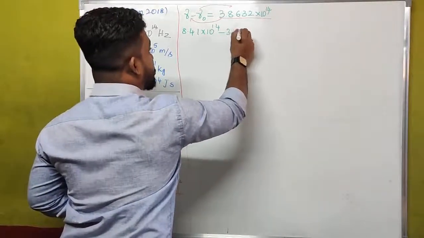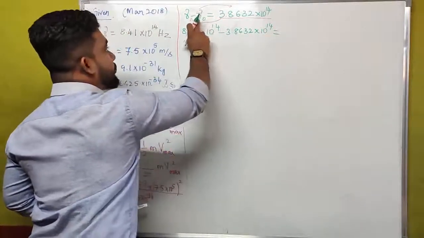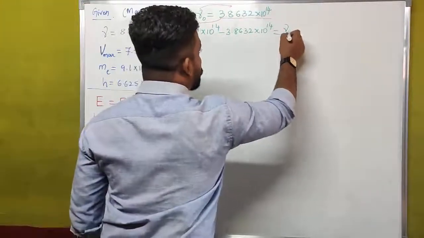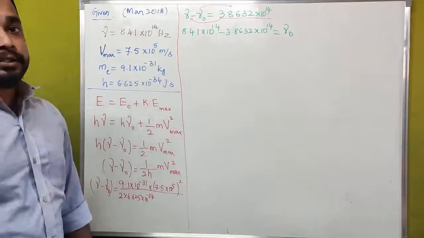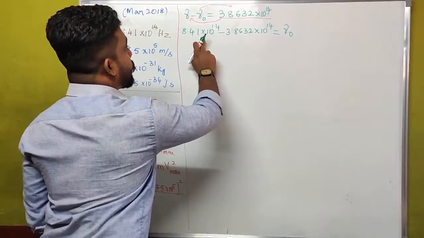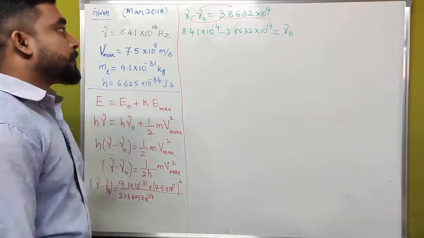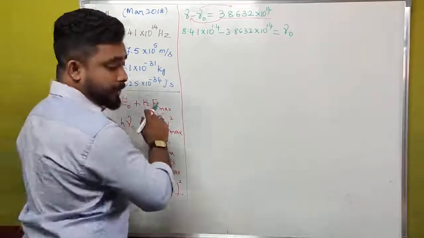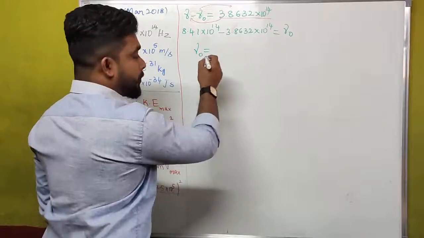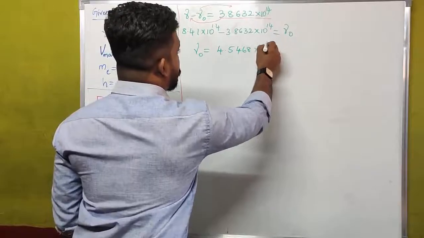That is 3.8632 into 10 to the power of plus 14 is equal to, if we send this minus nu naught to the other side, then it will change its sign to plus, that is plus nu naught. Here, if we subtract 8.41 into 10 to the power of 14 and 3.86 into 10 to the power of plus 14, what we get here is approximately nu naught is equal to 4.5468 into 10 to the power of plus 14 hertz.